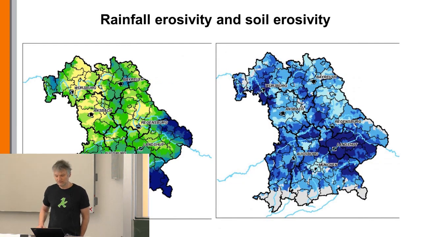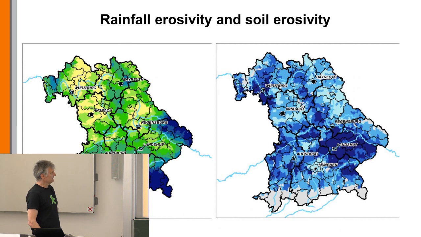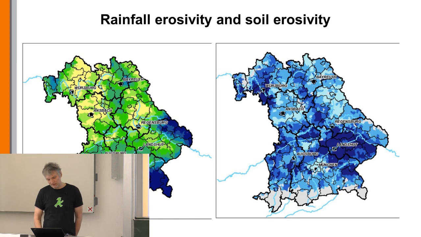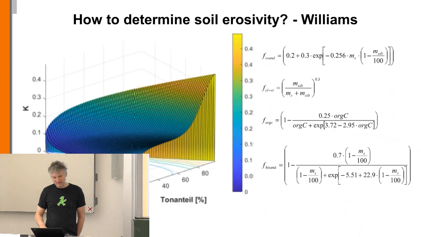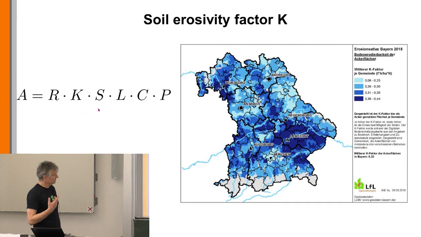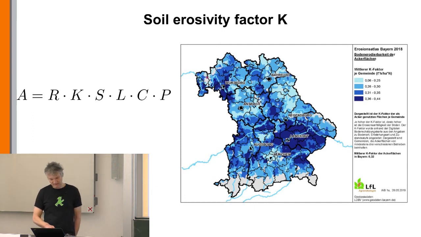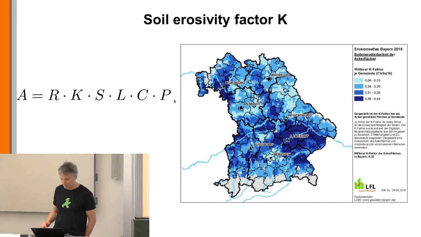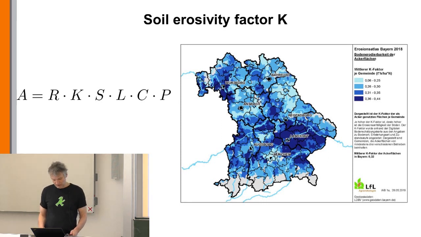The total erosivity then is calculated in that way that we multiply the rainfall erosivity with the soil erosivity, and then we get something like the total erosivity in an area as a first idea. And then of course, according to Wischmeyer and Smith, we have to determine also the slope factor, the length factor, the crop management factor and the protection factor. And when we do not know this kind of factors, we set them to 1, and then we get a good estimate for the soil erosivity.